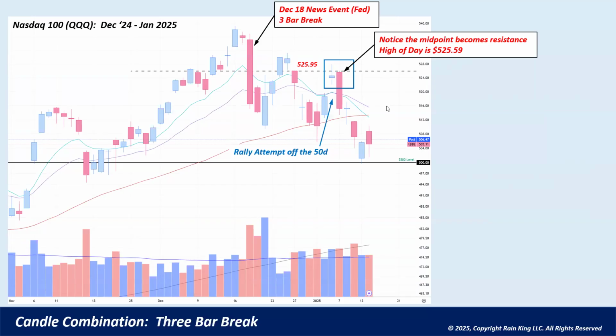Yeah, and so here we are right now. So the thing is, we're on day 2 of a rally attempt right now. We haven't corrected 10%.